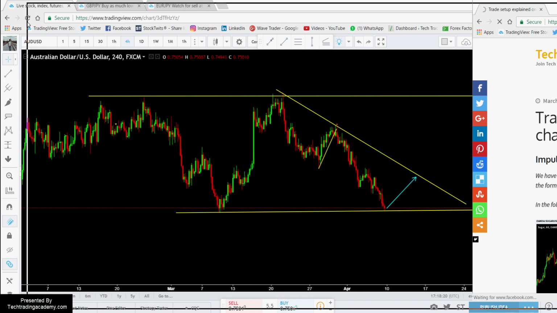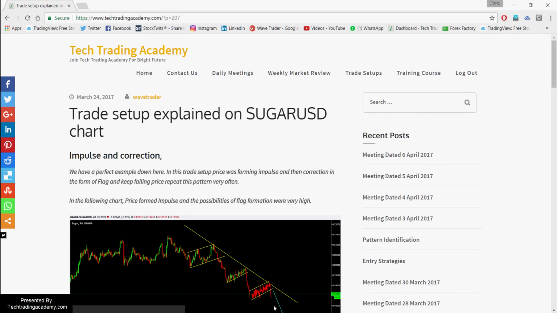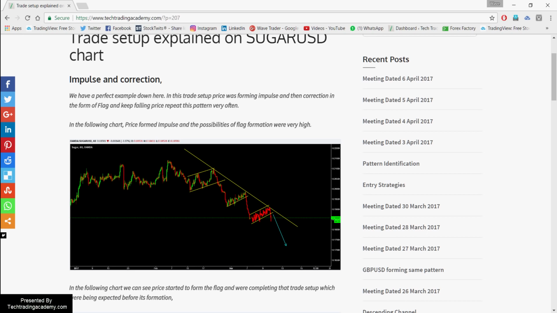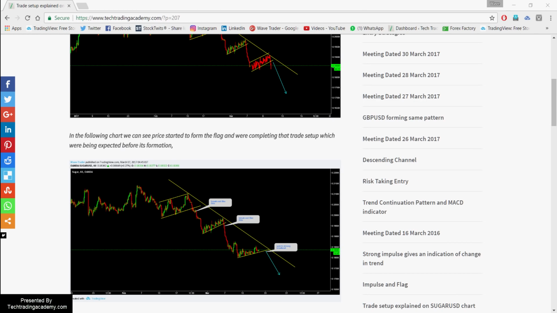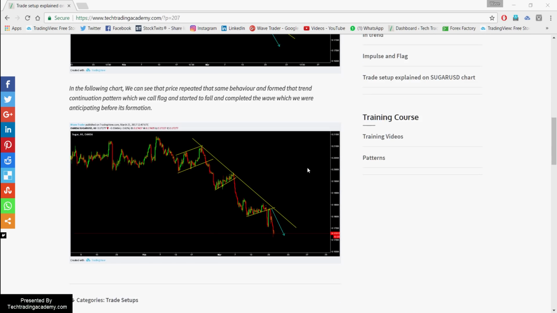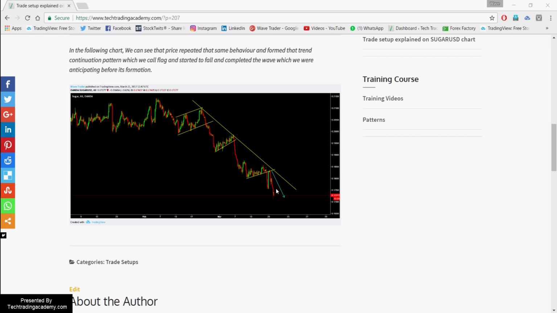So go back to the Tech Trading Academy. That is the example. That was the previous trend. Price was forming continuation pattern, continuation pattern, continuation pattern, breaking down, continuation pattern, breaking down. That was the continuation trade setup. You guys can see over there breaking down.